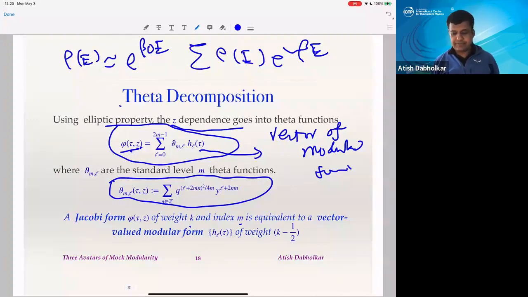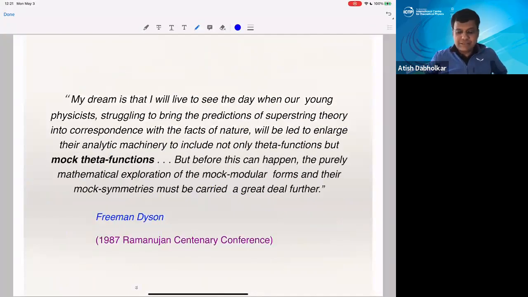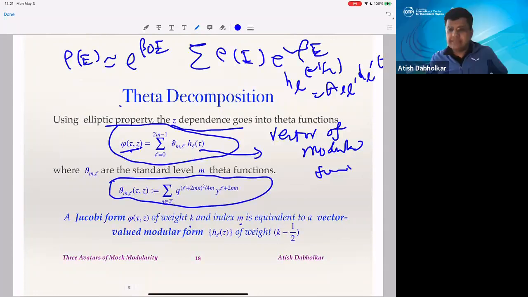By vector of modular forms, I mean that when you do a transformation on it, the transformation will mix the components of this vector. So you have some linear matrix. If you send tau going to minus 1 upon tau, then h_l of minus 1 upon tau will be some matrix A_l l prime times h_l prime of tau, rather than coming back to itself. Okay, so this is a mathematics introduction. Now let's come back to... Sorry, it's always a vector of dimension 2m, given by the index. Exactly. Thank you.